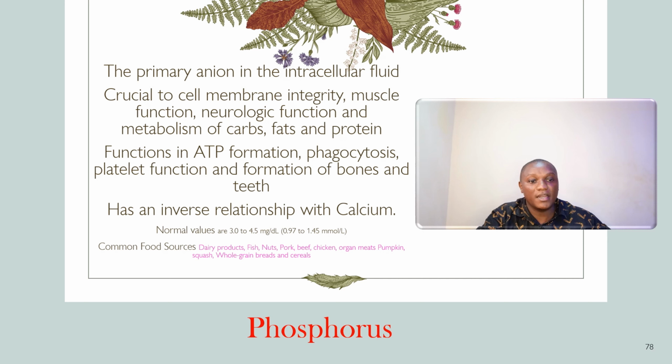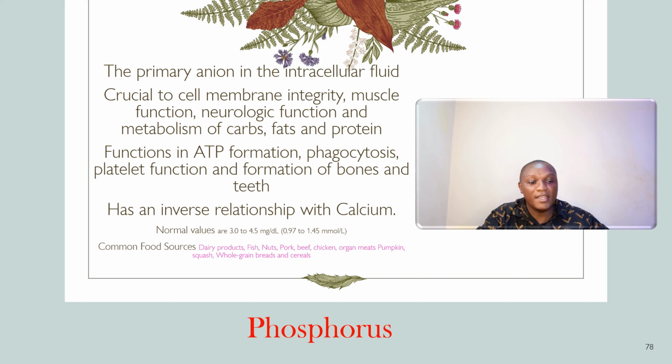Phosphorus is an important electrolyte. It's the primary anion in the intracellular fluid. It is crucial in cell membrane integrity, muscle function, neurological function, and metabolism of carbohydrates, fats, and protein. It also has a very big function in ATP formation, that is the form of energy that is required in the cells, in phagocytosis, that is engulfing of microorganisms, especially bacteria, by the white blood cells, in the platelet function, and formation of teeth and bones.